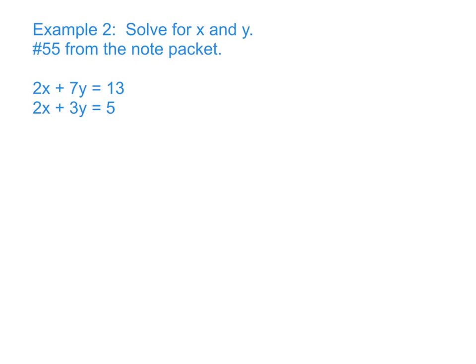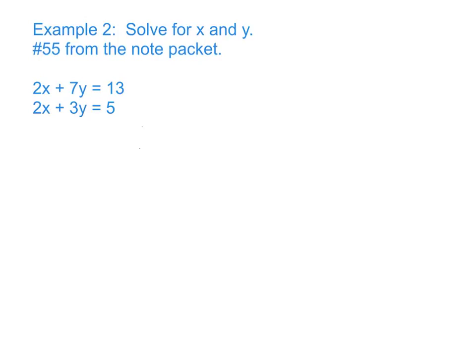Example 2, we are going to solve for x and y, and this is number 55 from the note packet. We have 2x plus 7y equals 13, 2x plus 3y equals 5. So like last problem, we're going to see if we can add these together to see if something cancels out. If we add them, we'll get 4x plus 10y equals 18. So nothing eliminates. We still have our x's, we still have our y's, so I'm going to erase that. We can't just add them the way they are. So we have to do a couple of extra steps.